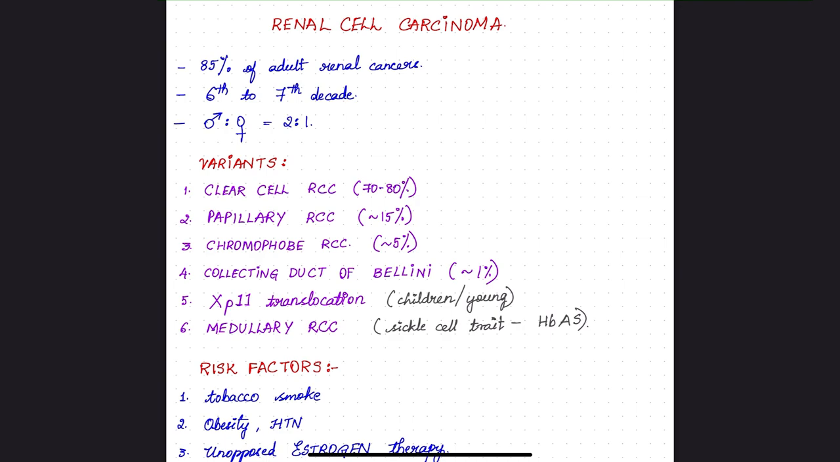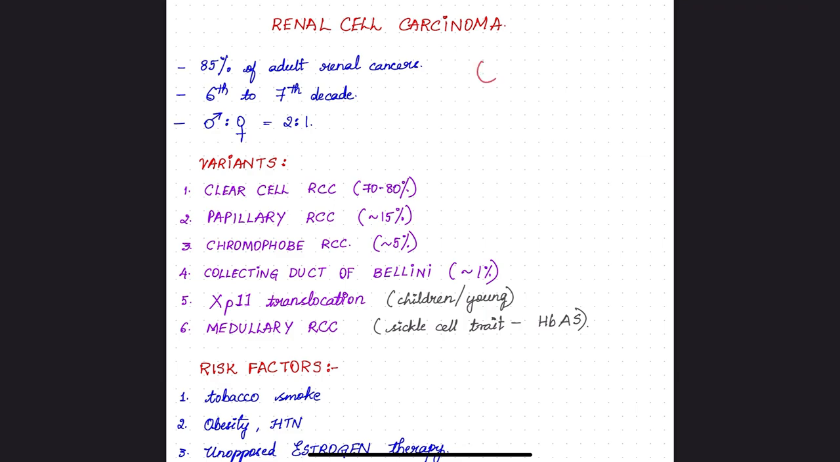Today let us study about the clear cell variant of renal cell carcinoma. Before we discuss the clear cell variant, let us have a brief discussion about renal cell carcinoma as such. Renal cell carcinoma is a malignant neoplasm of the kidney. They arise from the renal tubular epithelial cells.